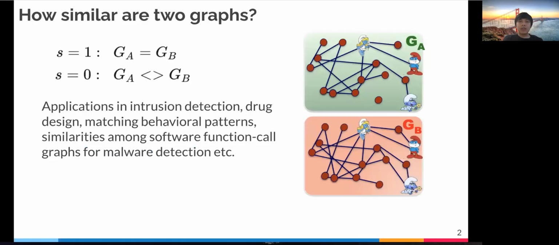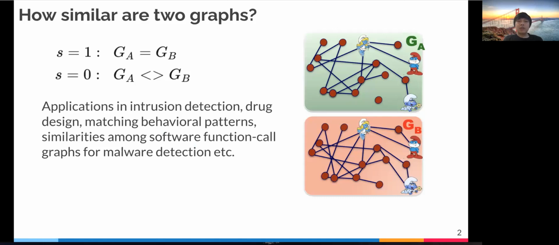The problem that we consider in this talk is calculating the similarity between two graphs. Specifically, given a graph GA and a graph GB, we want to compute the similarity score S, where S is 1 if GA is exactly the same as GB, and is 0 if GA is very different from GB, and everything else is in between.